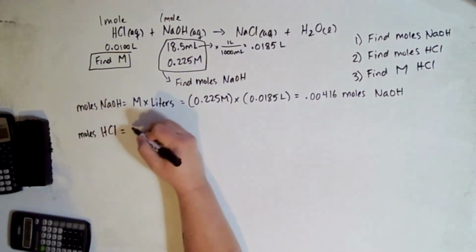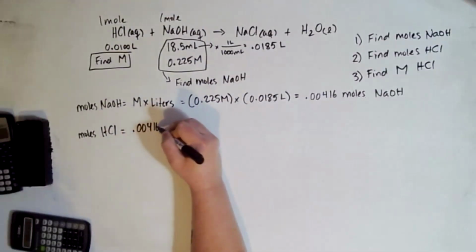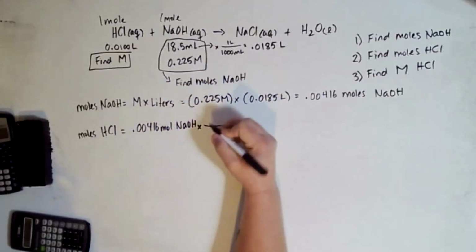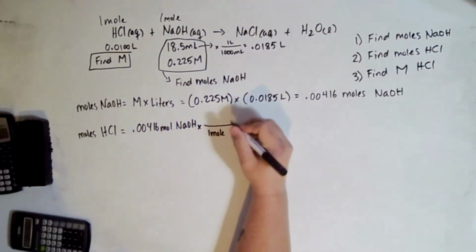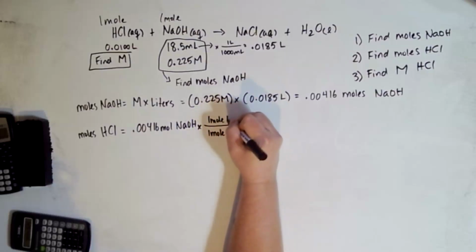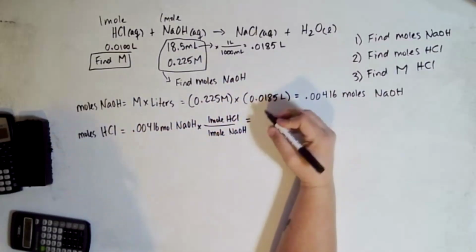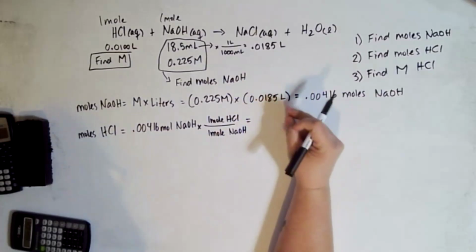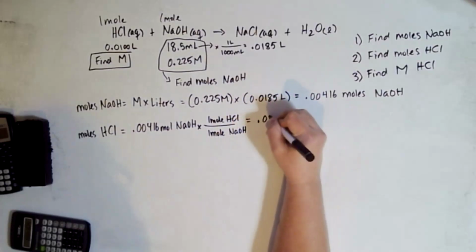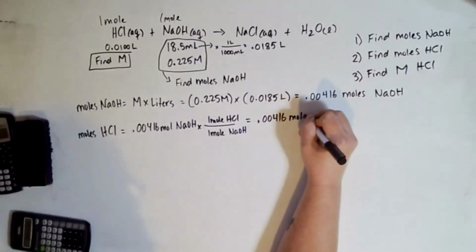Our moles of HCl, to find those, we're going to take our moles of NaOH and we're going to say that according to our balanced equation, every 1 mole of NaOH is going to react with 1 mole of HCl. So if I added 0.00416 moles of NaOH to reach the endpoint, to reach that point where I've neutralized everything, that means that I must have only had 0.00416 moles of HCl present.